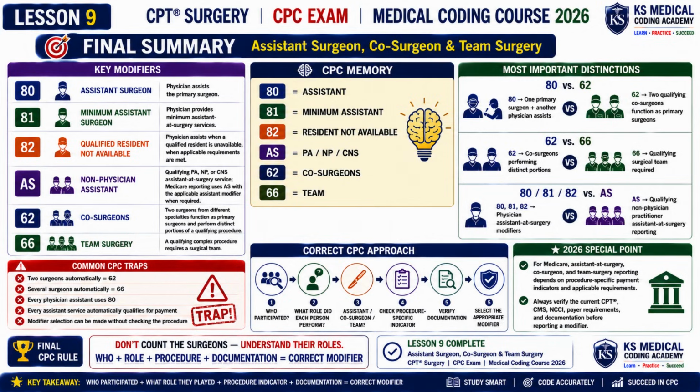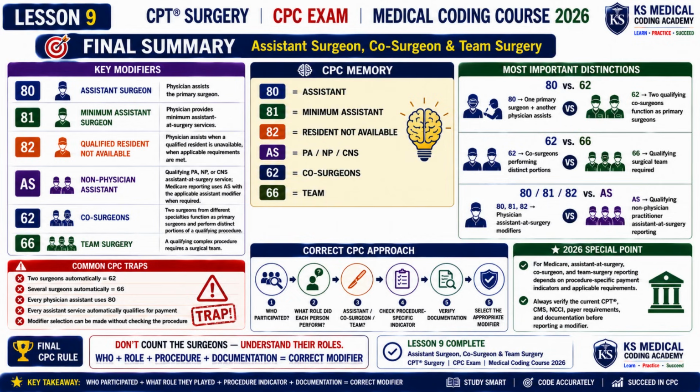Let's summarize Lesson 9, Assistant Surgeon, Co-Surgeon and Team Surgery. We covered 6 important surgical participation modifiers. Modifier 80 means assistant surgeon, a physician assists the primary surgeon. Modifier 81 means minimum assistant surgeon. Modifier 82 means a physician provides assistant at surgery services when a qualified resident is not available, when the applicable requirements are satisfied. Modifier AS identifies qualifying non-physician practitioner assistant at surgery services, such as those provided by a PA, NP, or CNS, under applicable Medicare requirements.